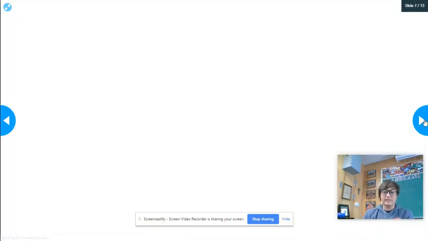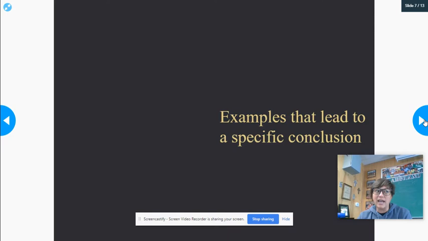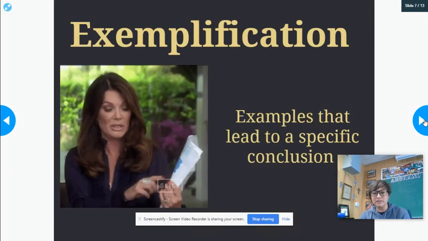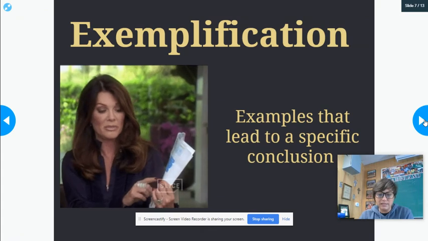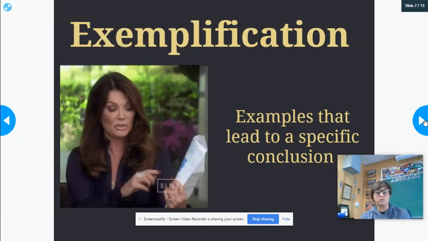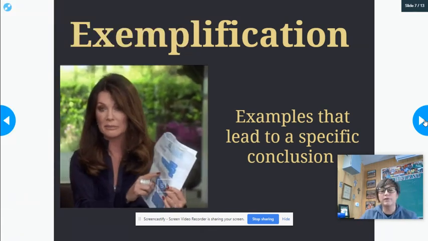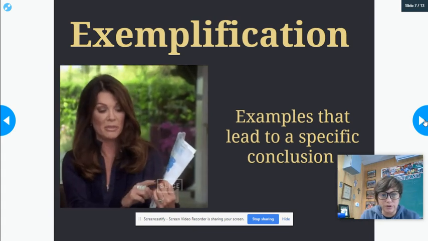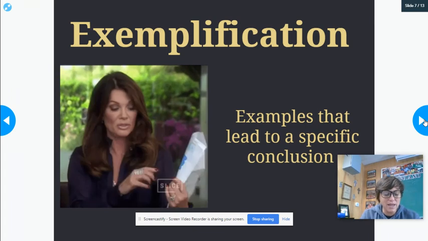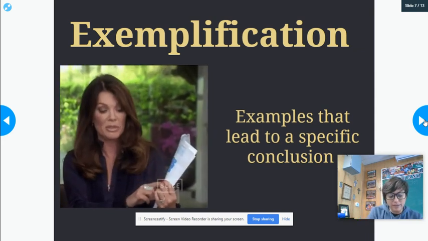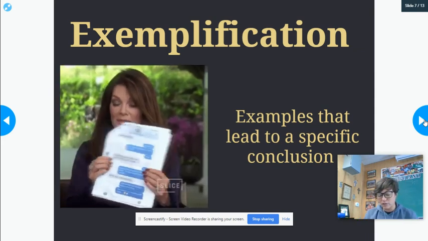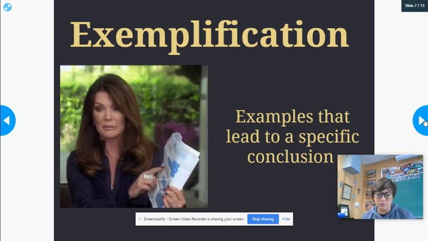The next organizational pattern is exemplification. I know that sounds like a hard organizational pattern because it's such a long word, but it's really not. It's actually one of the easiest ones. What you're doing is proving a point: you're making a claim or making an argument, but then you're proving that point by using specific examples.